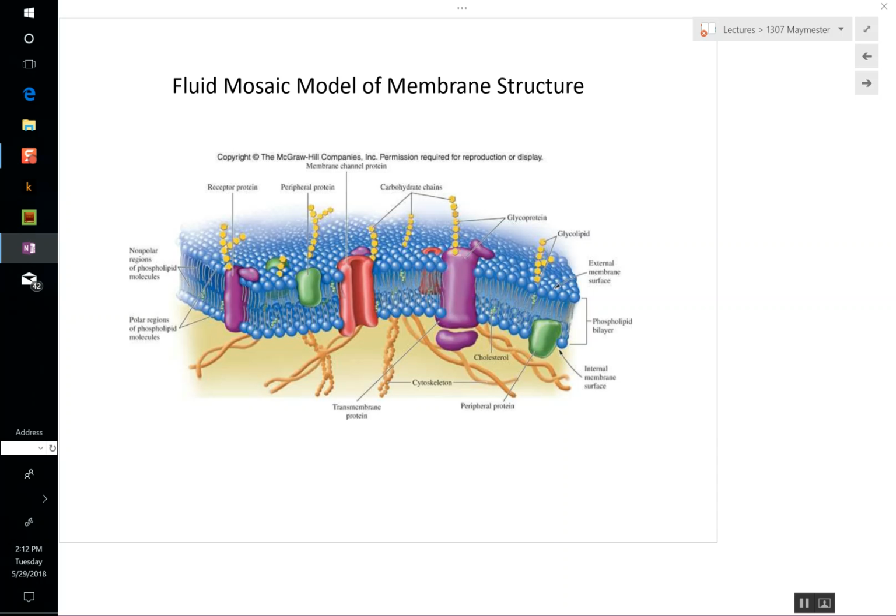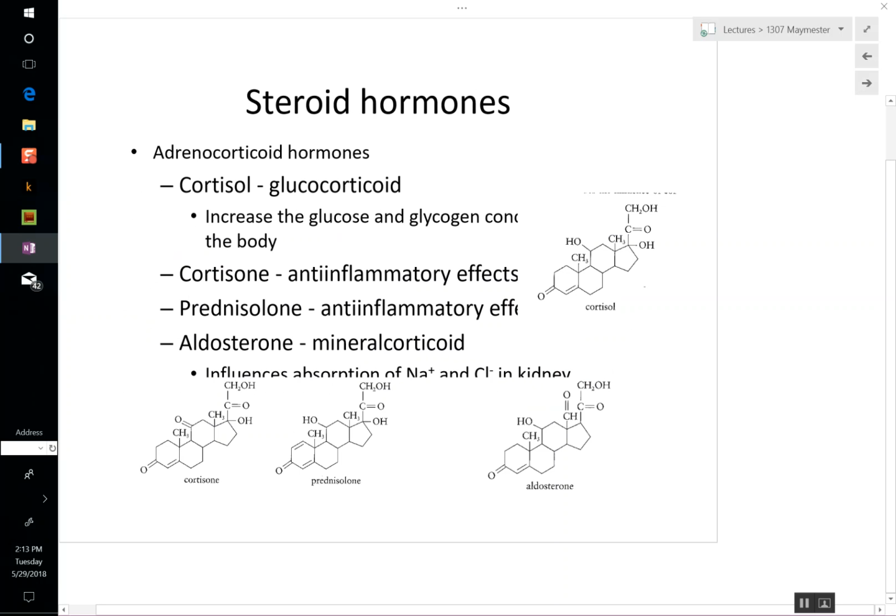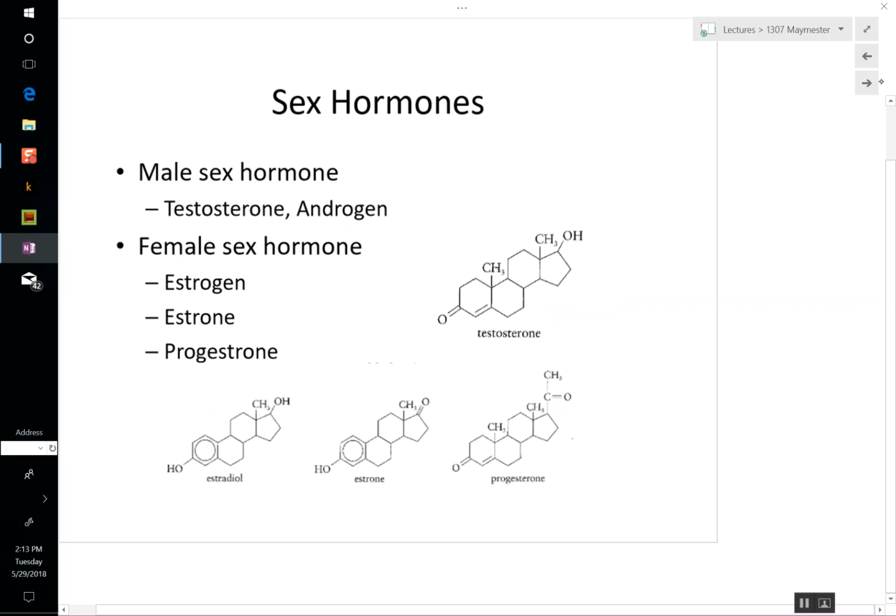Now the steroids can go through that because they are lipid. They're fat soluble. This is why they can get through here easily. They're fat soluble. So the membrane is 60% lipid, 40% proteins. Yeah, and I think we've covered these already.